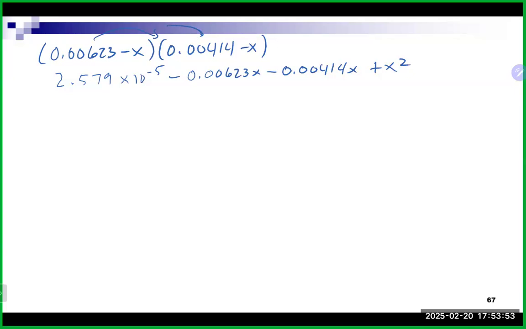We're going to combine everybody here, so that's going to give me an x squared, 0.00623 plus 0.00414, going to get me a minus 0.0104x, and what we got left there, plus 2.579 times 10 to the minus 5. And again, that obviously is the bottom part. Any questions on that math there?